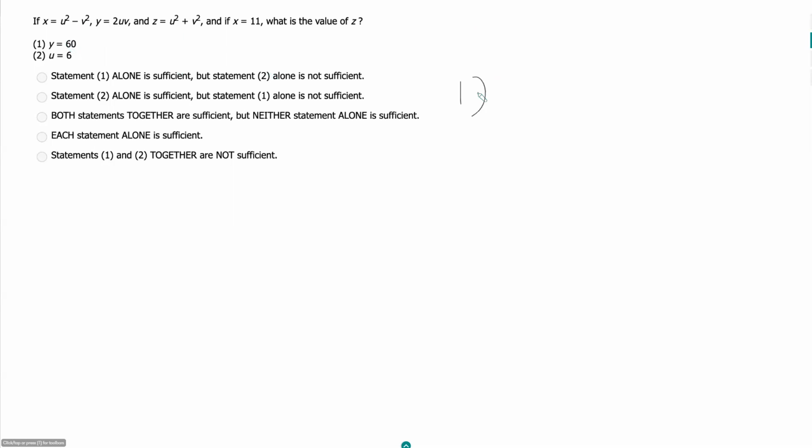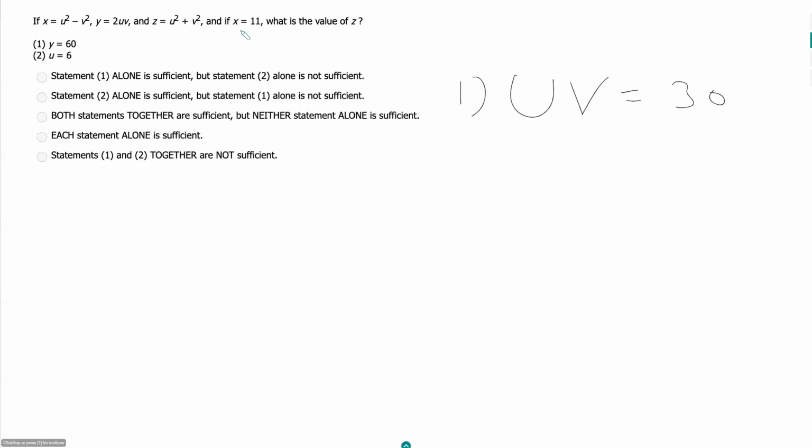So statement 1 says y is equal to 60. So if y is equal to 2uv and y is equal to 60, what does that mean about u and v? So u times v must be equal to 30. Now, I don't see another uv anywhere, so we can't plug this in or anything. You might say, okay, there's nothing else I can do, and this is insufficient. But let's think about this for a second.